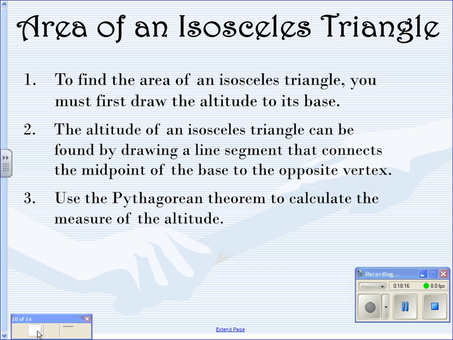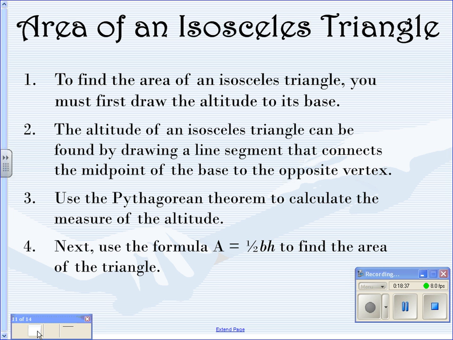Because we're going to look for the area. But first we have to know the base and the height. After you find your altitude, you're going to use your formula, area equals 1/2 base times height. And that'll give you the area of your triangle. That's what we're going to do. But they're not going to give you the height. You have to find the height.